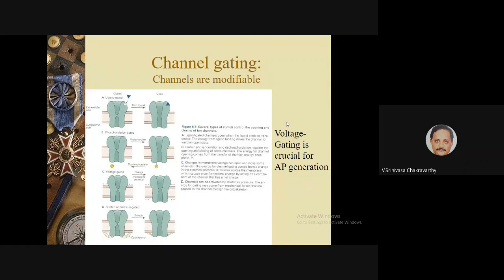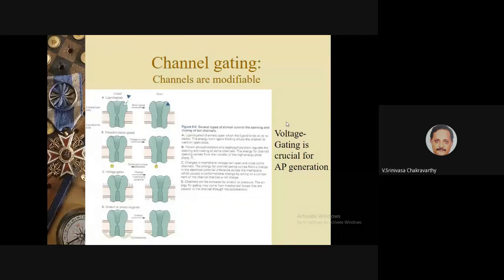The second one is phosphorylation gating. That is, you can attach a phosphate molecule to the channel, which can open the channel. The third one is voltage gating. That is, you can apply a voltage to the membrane by some other means, and that can also open the channel, or even close an open channel, depending upon how the voltage goes. We'll see all that in the next class in more detail.